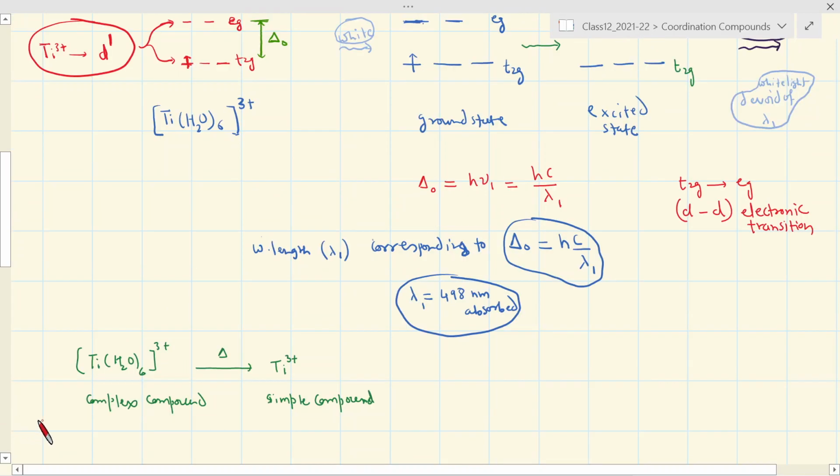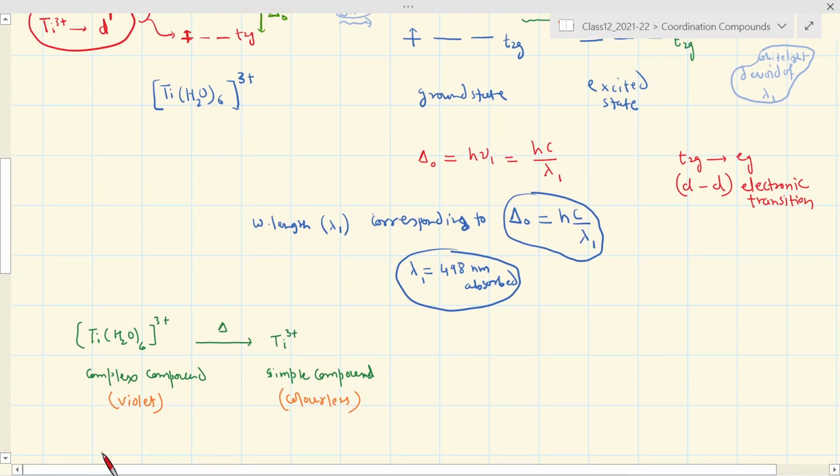that what we observe upon heating is that the color of the complex, which used to be violet, is now gone, and the simple compound is colorless. So how do we understand this? Well, we just saw the color of the complex compound was primarily because of the d-d electronic transition between the two sets of d orbitals, the t2g and eg.